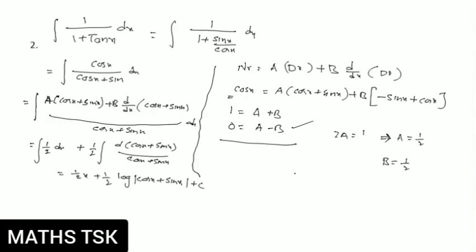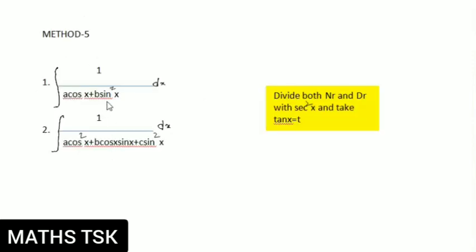So you can do integration of 1 by 1 minus cot x into dx. Method number 5. Here, integration of 1 by a cos square x plus b sin square x into dx, or 1 by a cos square x plus b cos x sin x plus c sin square x into dx is given. Multiply both numerator and denominator with secant square x and take tan x is equal to t, so that you will be in any one of the four methods already discussed.